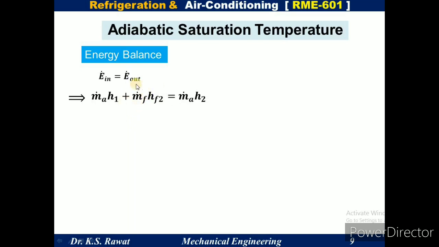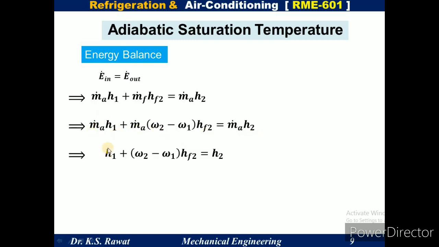Now put the value of m dot F, which is in terms of m dot A, and we will get this equation. In this equation we are clear that m dot A will be cancelled out. After cancelling m dot A, we have h1 plus (omega 2 minus omega 1) multiplied by hf2 equals h2, where h1 is the enthalpy of moist air at temperature T1 and h2 is the enthalpy of moist air at temperature T2, hf2 is the enthalpy of water at temperature T2, and omega 2 and omega 1 are the specific humidities.